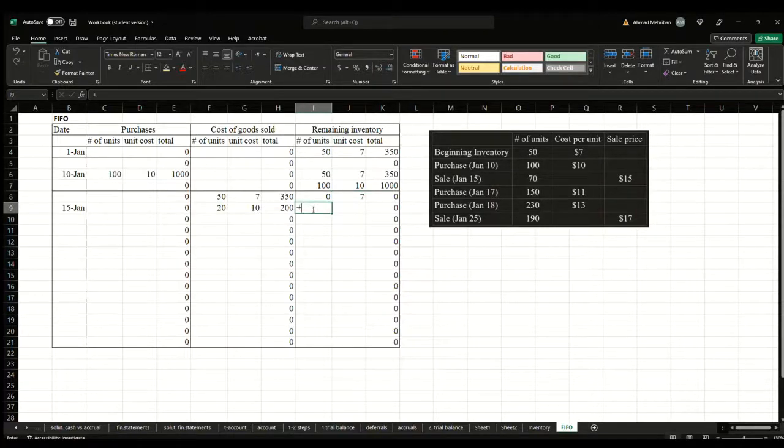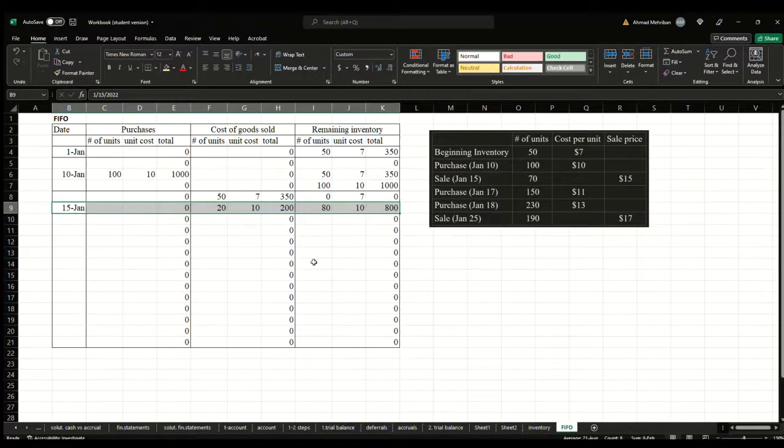From the 100-unit lot, we sold 20, which leaves us with 80 units, and the cost of this lot was $10 each. So we have 800 remaining after we sold it, and the total cost of goods sold is 550. Again, I'm going to underline it because by January 15th, we have a cost of goods sold of 550, and remaining in our stock is $800 worth of inventory.